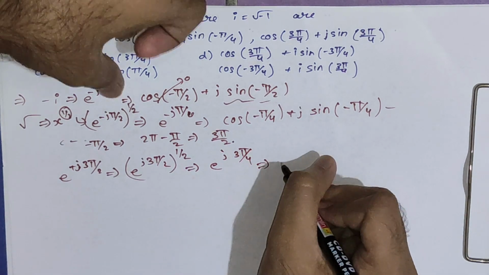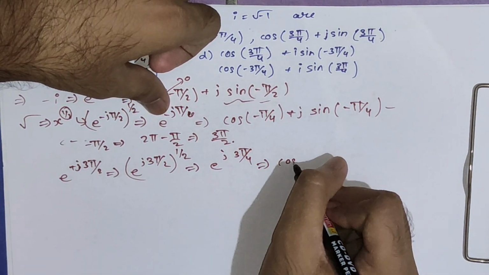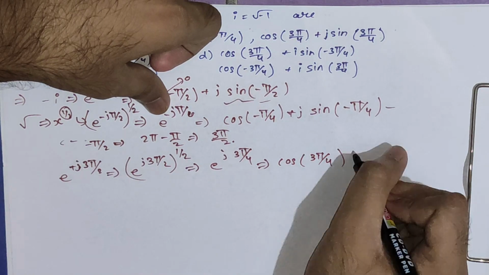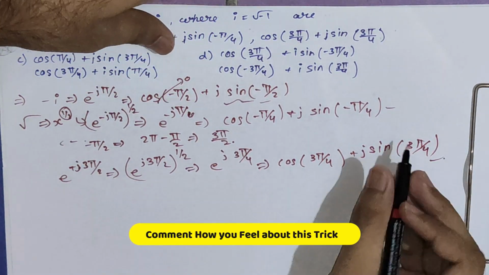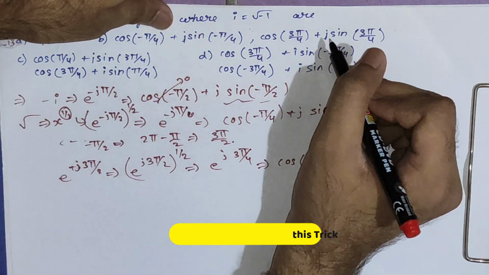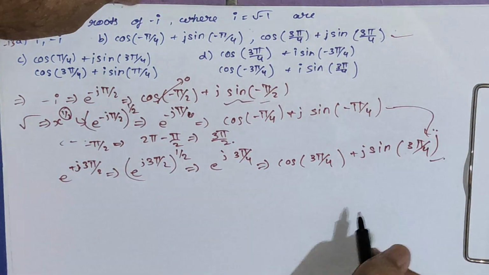So you can replace it in cos theta plus j sin theta form. So you will get cos of 3 pi by 4 plus j sin of 3 pi by 4. So this is your answer. So these are the two roots. Okay, so you can see in this B option you are getting these two roots.